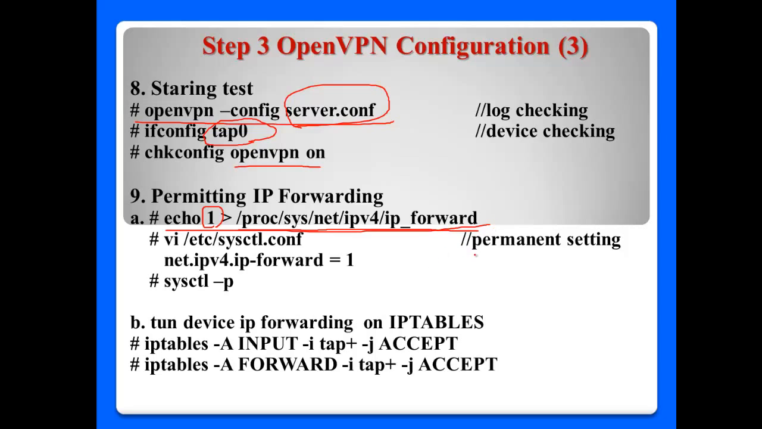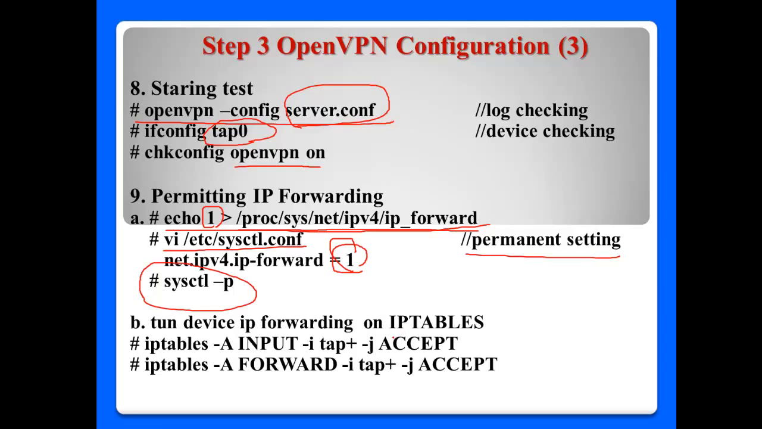So if we want to configure this permanently, then we have to open this file, sysctl, and change this one. At first, the default setting is 0, but we have to change it to 1. And after that, we can check this permanent setting. And B, tun device IP forwarding.